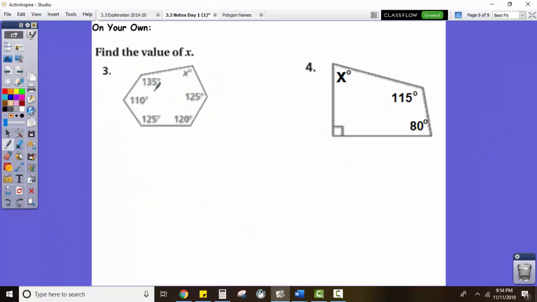Okay, on your own, I would like you to do number 3 and 4. Be careful, especially on number 4. You've got this angle right here that doesn't have a number on it. So make sure that when you add the degrees, you add that number there, or your missing angle will end up way too big. So go ahead, push pause, do number 3 and 4, and then when you're done, push play and you can check your answers.